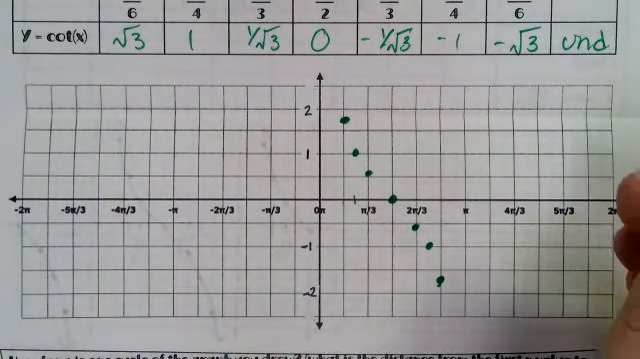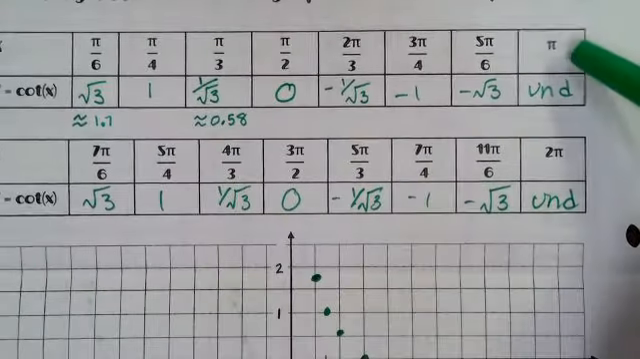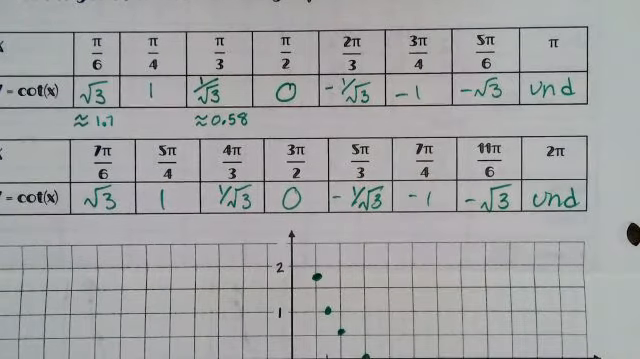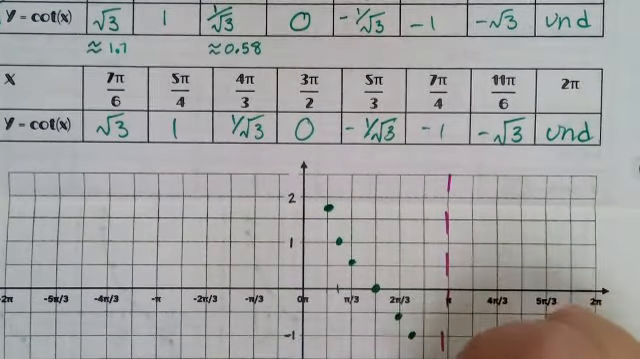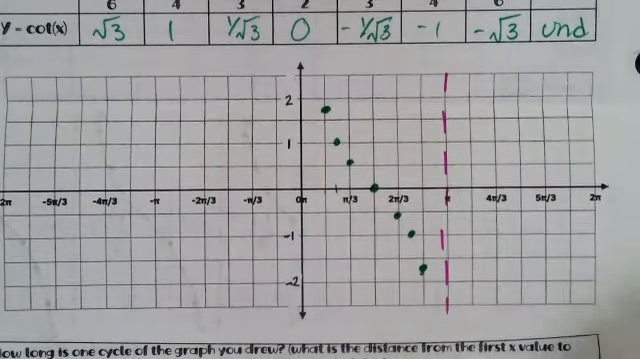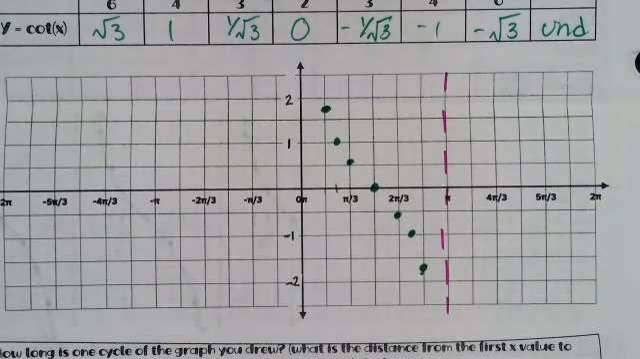And then at pi, our output is undefined. And if you guys recall from our video on the tangent graph, every time we got undefined like that, it actually resulted in an asymptote. So we're going to see that vertical asymptote that goes through here. And you guys can mark that with that dashed line. I do like to see those on the graphs when I'm grading. I think that's helpful.